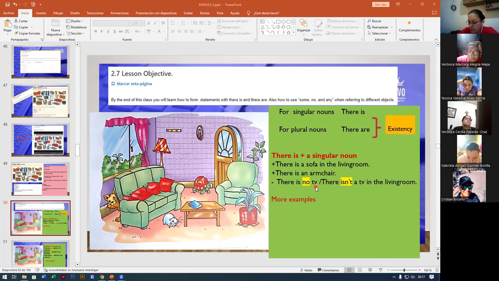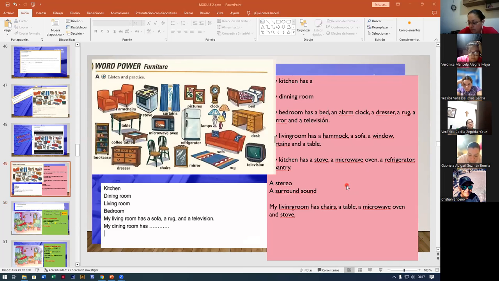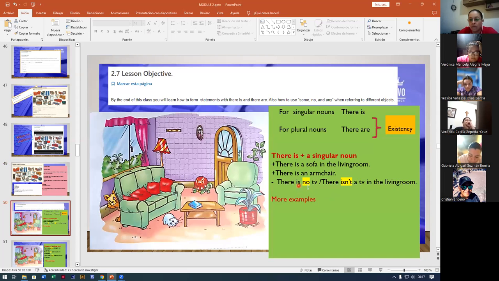Now, in the case of negative, we can say two options. There is no TV, or there is no television. If we observe here, there is no television. Or there isn't a TV in the living room. So you can also use a contraction. Like this is the complete manner. There is no TV, or there isn't a TV in the living room. Now, these ones are only for the singular. We are going to repeat it.